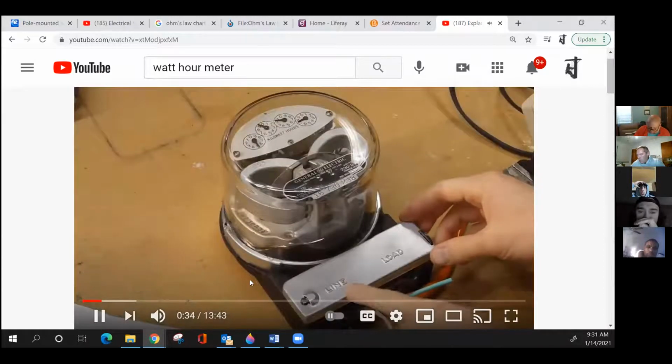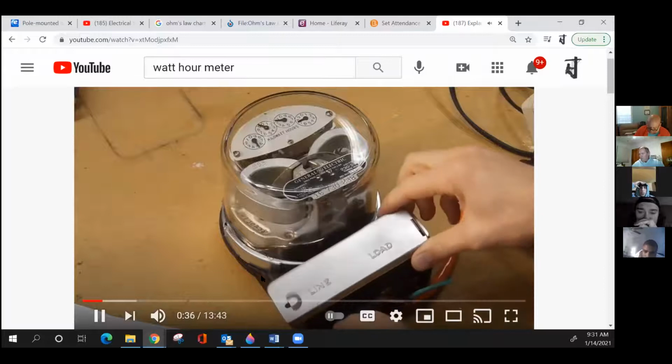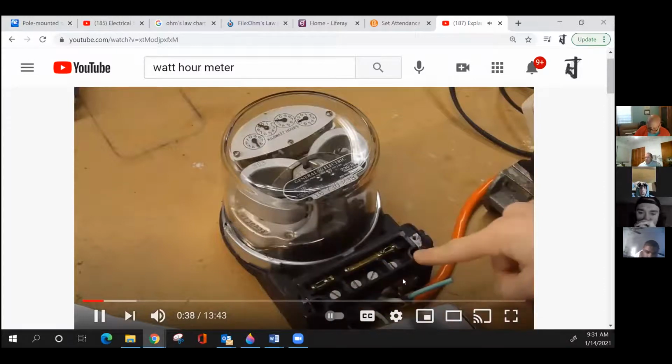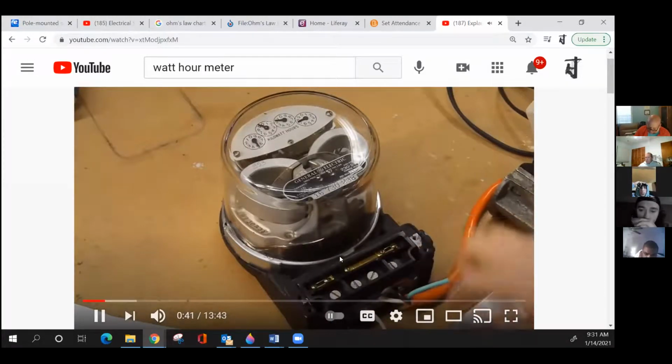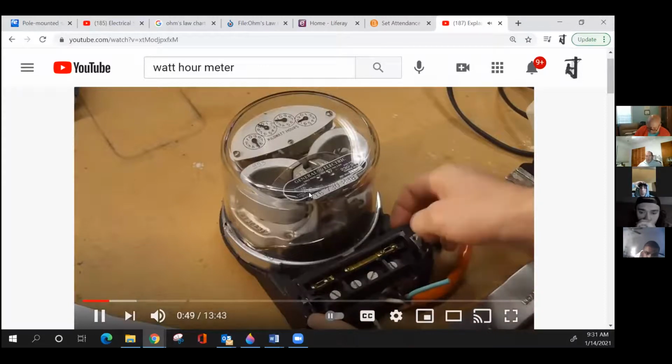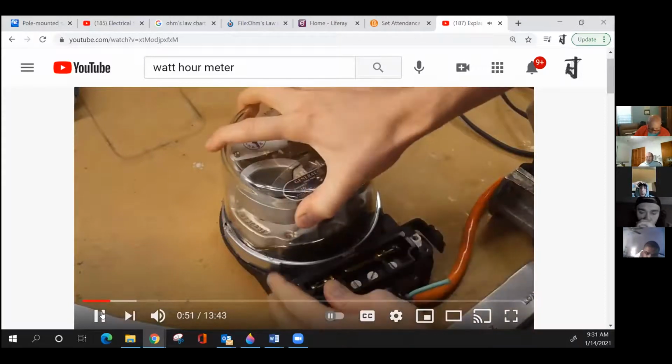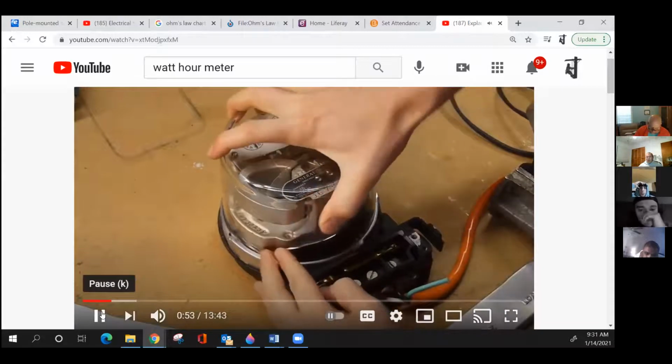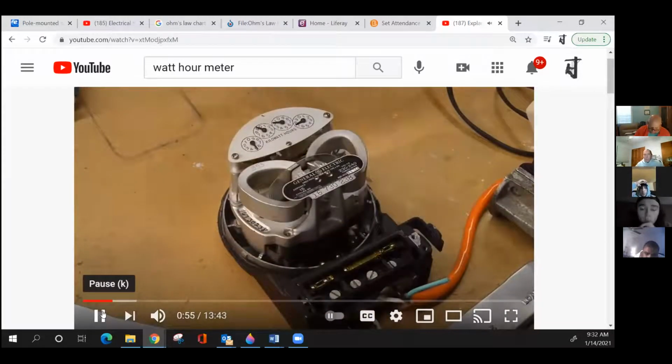The cover is marked line and load. And if we take this off, we can see that there's 4 terminals here. And I have it set up like this so that the neutrals are in the middle and the hots are on the outside here. And this is a commercial power meter, so it actually has a little latch here. And so if you move the latch out, we can unscrew this glass top and have that come off.